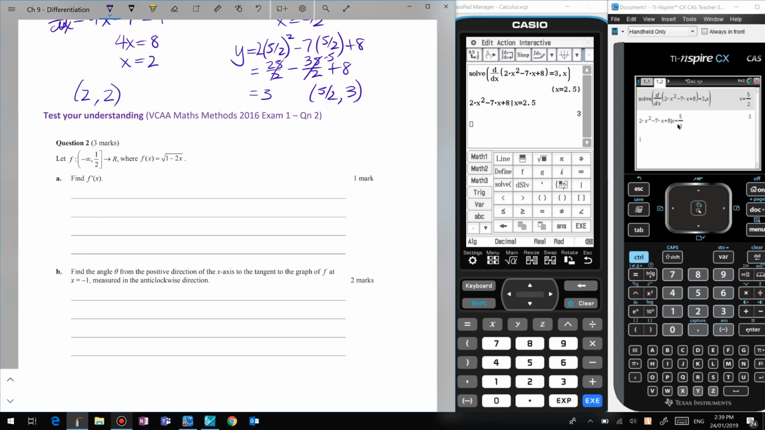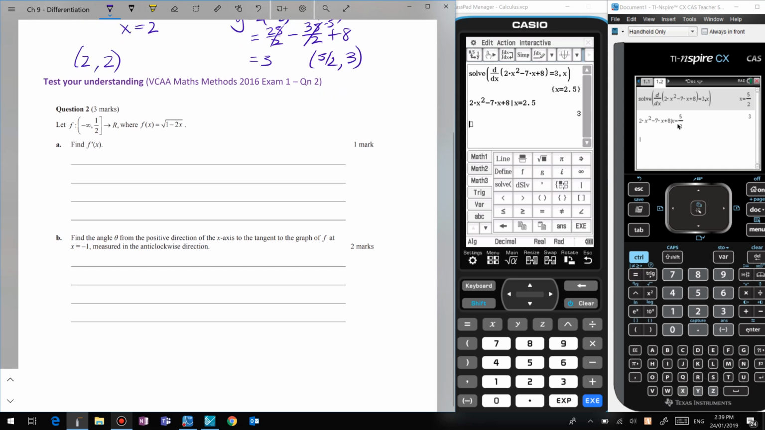This is an exam 1 question, and it requires you to know the chain rule, which I didn't think about when I put it in. We can rewrite it as f of x is equal to (1 minus 2x) to the power of a half. The derivative, f dash x, you bring your half down to the front, multiply it by the derivative of the bracket, which is negative 2, multiply it by the bracket and take 1 away from the power. They're going to cancel out, so we end up with negative 1 on the square root of 1 minus 2x.